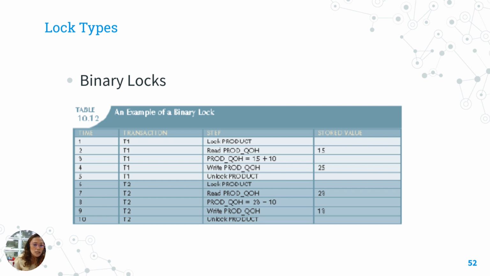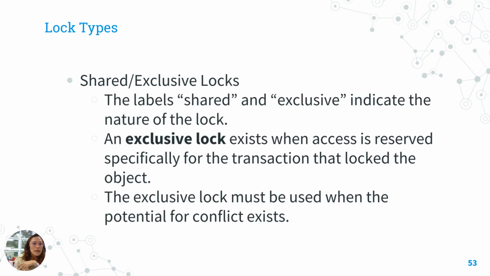Once unlocked, other transactions can access it, and it is the same. Transaction 2 will lock the table during its execution and unlock the table once the transaction has been completed. So that's the binary lock, a very simple locking mechanism, or rather, lock type.